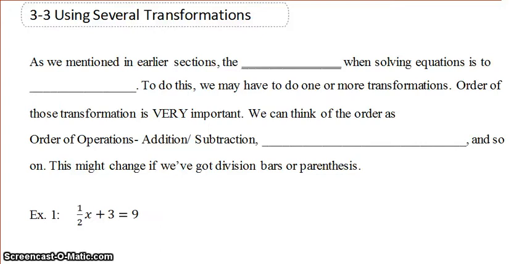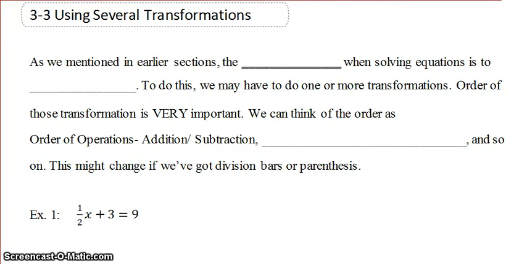Alright, so we're doing 3-3, which is using several transformations. So basically, we're taking what we did in 3-1, which was transforming equations with addition and subtraction, and what we did in 3-2, which was transforming equations with multiplication and division, and we're basically putting them together. So you're going to have to do multiple transformations to solve the problem.